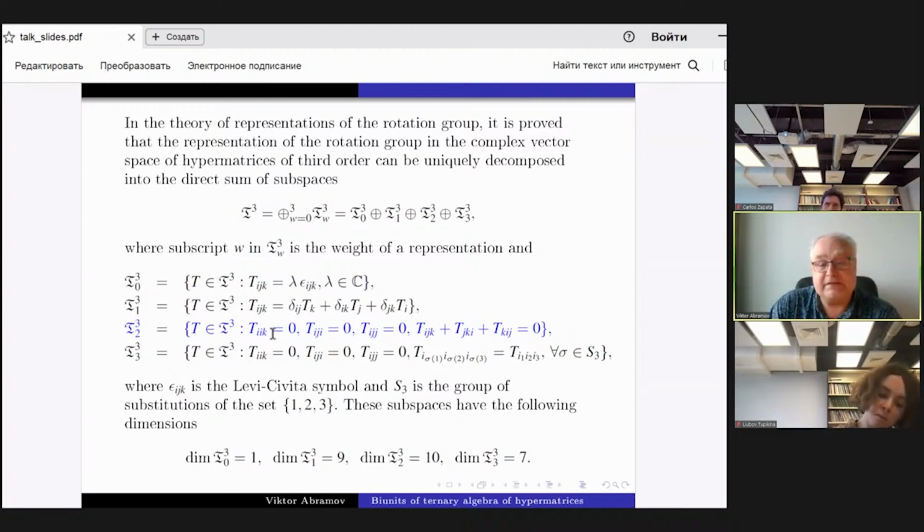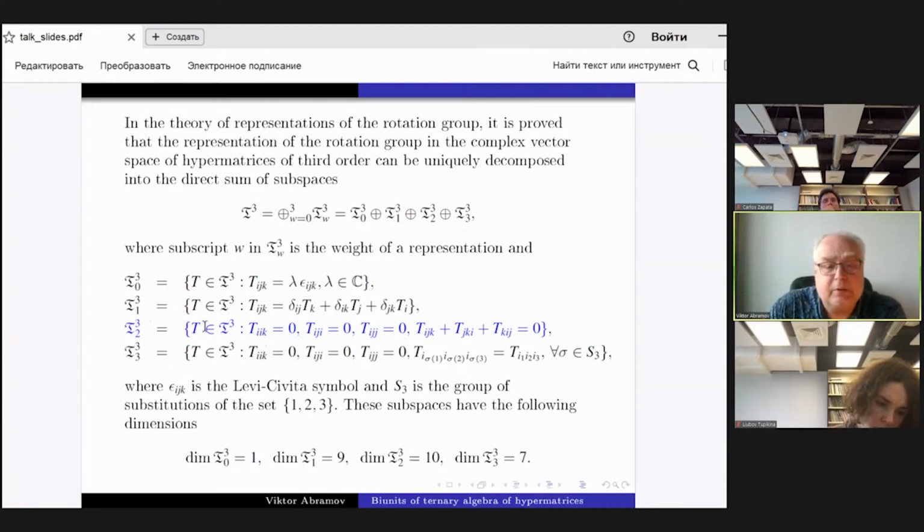So this space will be most interesting for me. And the third one is a subspace of totally symmetric tensors. This is 7-dimensional, and here we have only one irreducible representation, so no need to split it into subspaces. It's an irreducible representation of the rotation group. So now about this space.